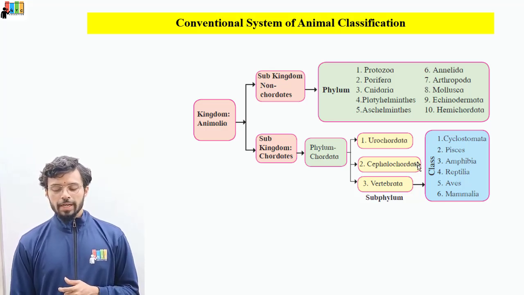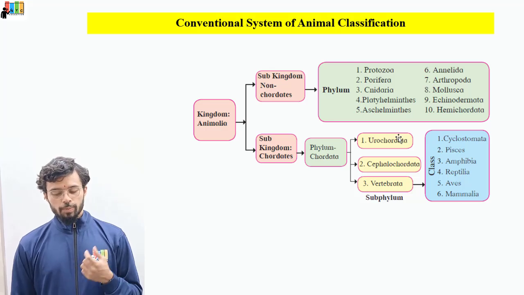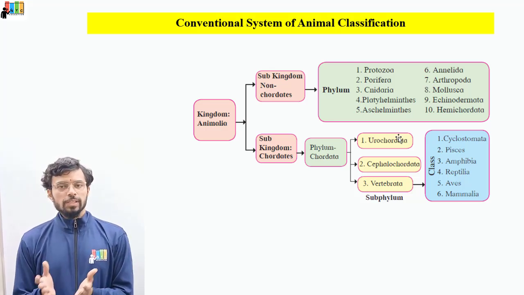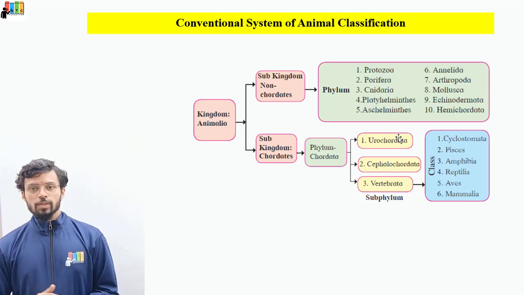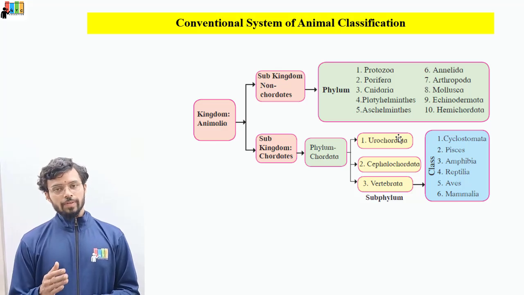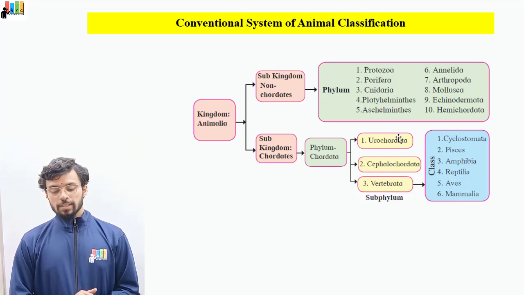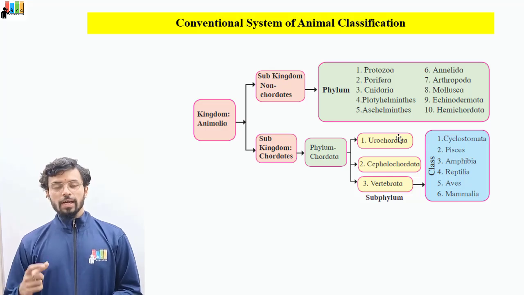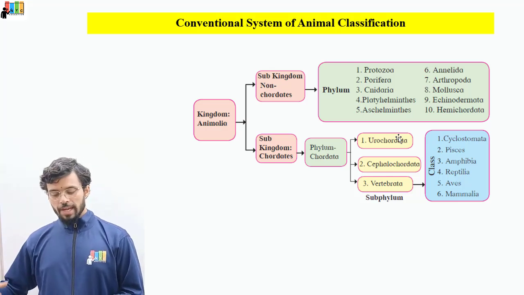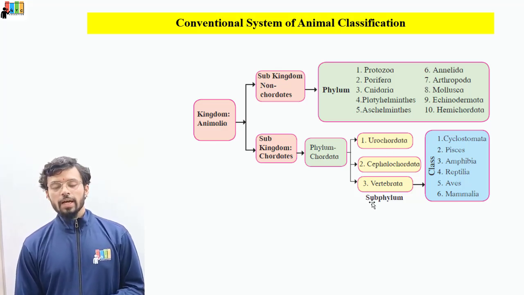So this non-chordates has got 10 phyla, right? So singular phylum, plural phyla. So 10 phyla which include Protozoa, anything from single unicellular organisms up till multicellular organisms such as Hemichordata. Right? I won't be putting out all of them right now because we are going to see them in detail in the following slides. Then the subkingdom chordates has the further phylum known as Chordata, and this phylum has got subphyla again. So what are they? They are Urochordata, Cephalochordata, and Vertebrata.